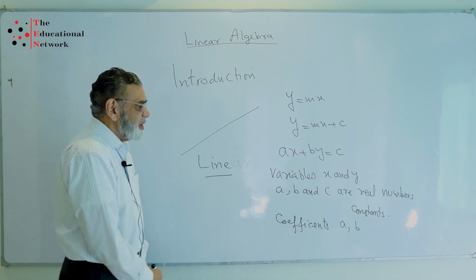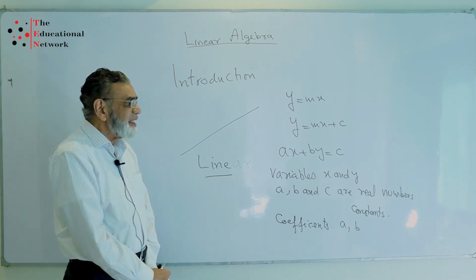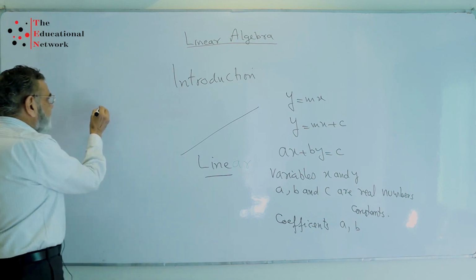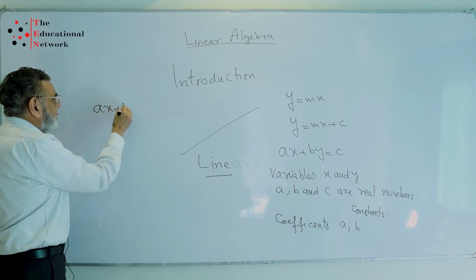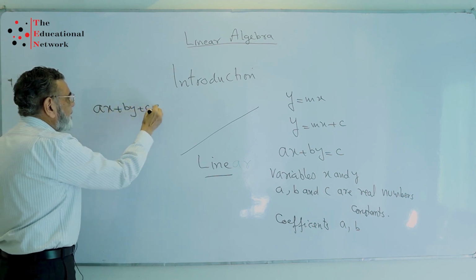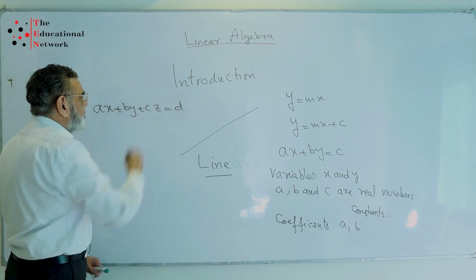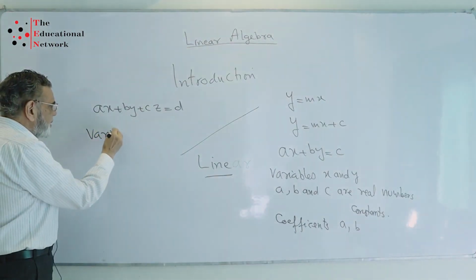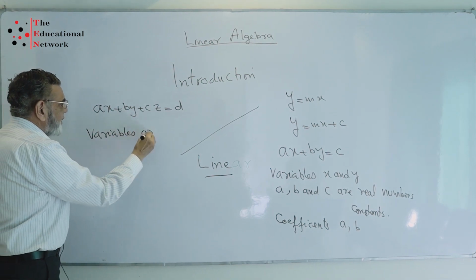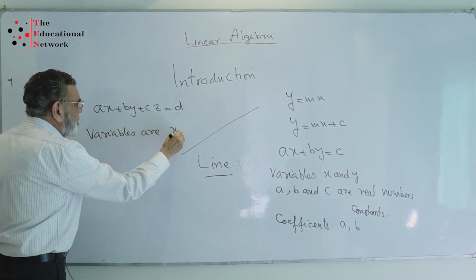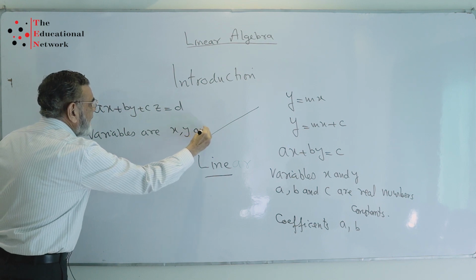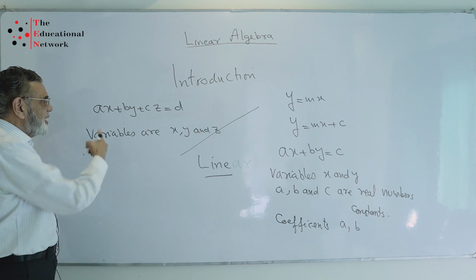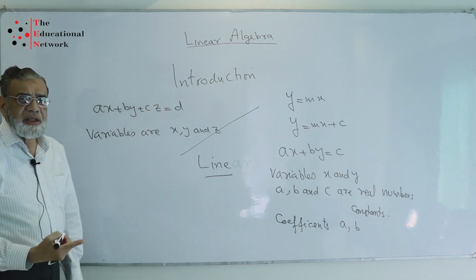I have two variables here. I can extend this to three variables. We can have an equation ax plus by plus cz equal to d. Now we have three variables, our variables here are x, y, and z. And now again we can define our coefficients. A, b, c, and d are constants, but we can distinguish between them.